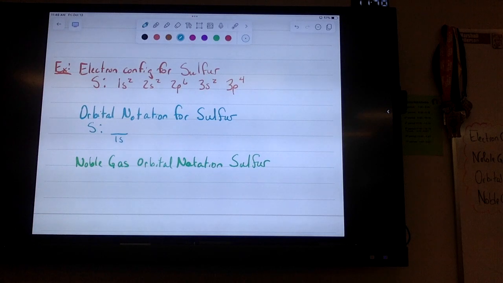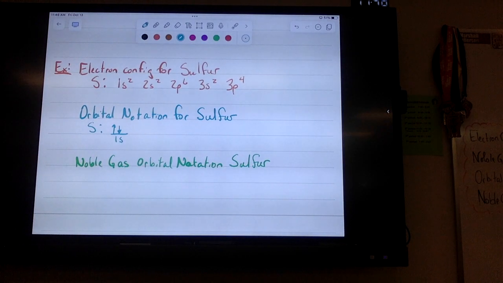And then how many arrows am I going to put in that blank? 2. 1 up and 1 down. Why? There's 2 electrons. That's what the arrows represent. And then the electrons within those orbitals, they spin in opposite directions. So this is telling the reader that they spin in opposite directions.